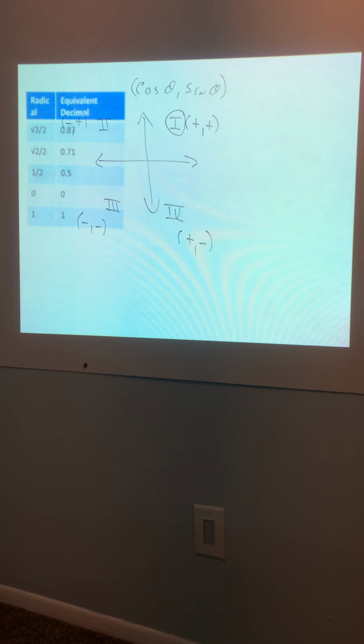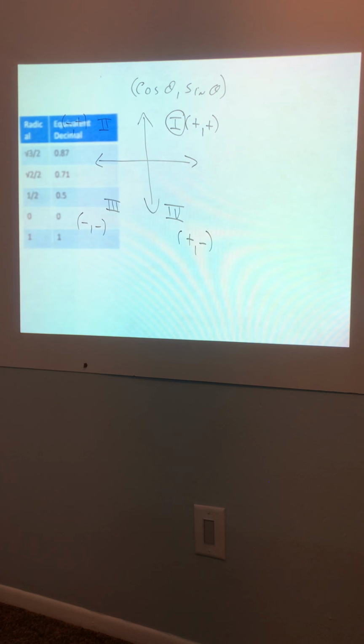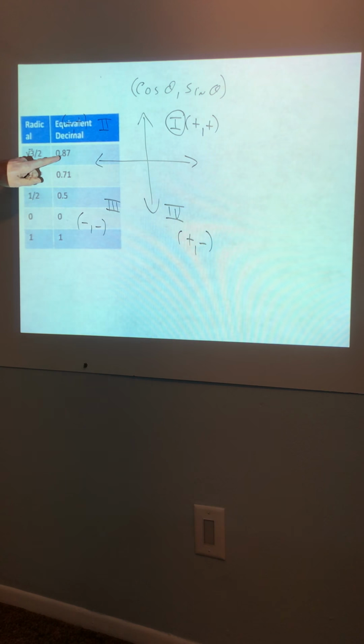And then the only decimals you have to memorize, all right, let me hit clear here. Square root of 3 over 2, 0.87. Square root of 2 over 2 is 0.71. So you can input these angles into your calculator, and then when you get these decimals, all you got to do is change it to these radicals.